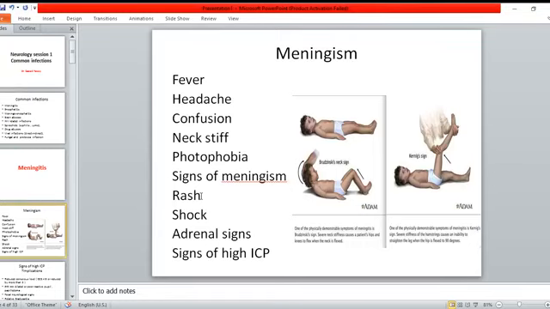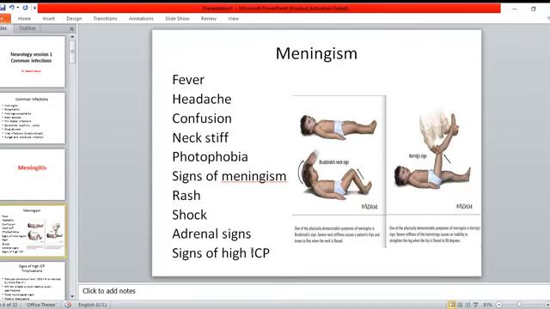But also you have to think of the adrenal signs, because meningococcal septicemia may lead to hemorrhage in the adrenal gland. So if you have been provided in the scenario with some lab tests, including blood sugar, where there is hypoglycemia, hypotension, and hyponatremia, you have to think of hemorrhage in the adrenal glands, or what we call Waterhouse-Friderichsen syndrome. So you have to check for these.